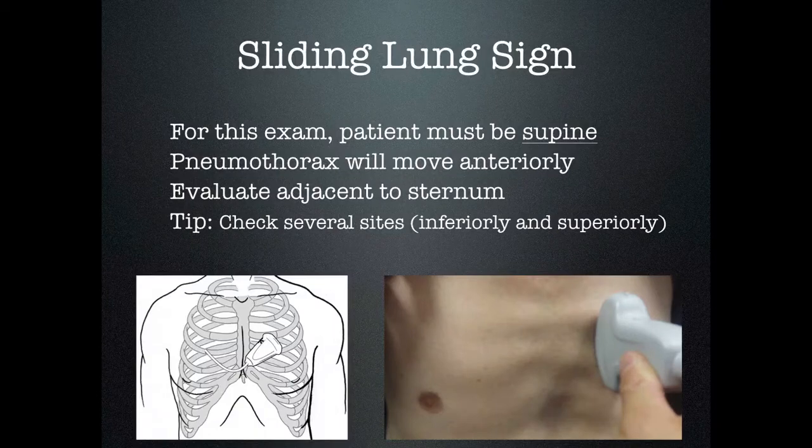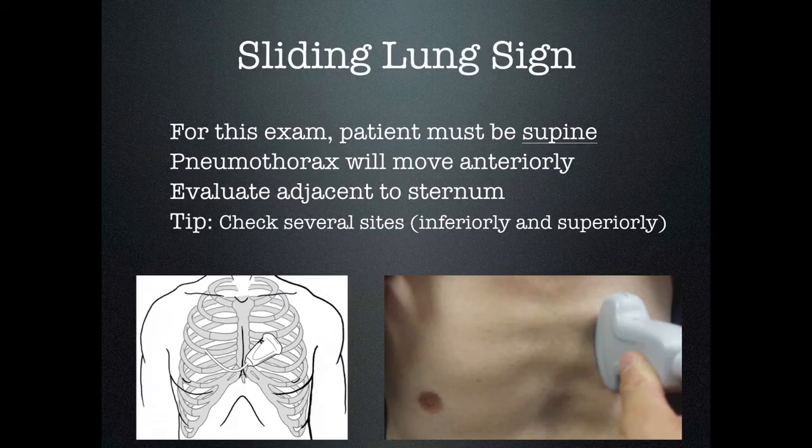So let's talk about the sliding lung sign for pneumothorax. For this exam, the patient must be supine. They must be board flat. Think about a patient coming in on a long spine board. They are board flat. Their head is not elevated and their chest is not elevated. If you did have an elevation of their head, neck, or chest, the air may move from a place where you can image it on the anterior surface of the chest up under the clavicles where we cannot image it. So for pneumothorax, we want to have the patient board flat.